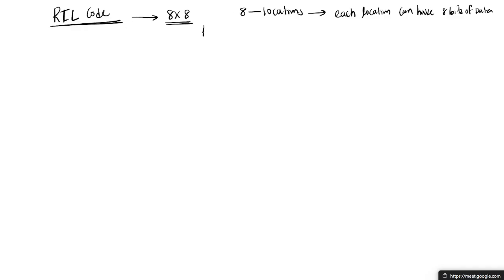Modeling of memory. How to model the memory? Using a temp variable, temp8. Here depth means total 8 locations are there, and width is 8 bits.